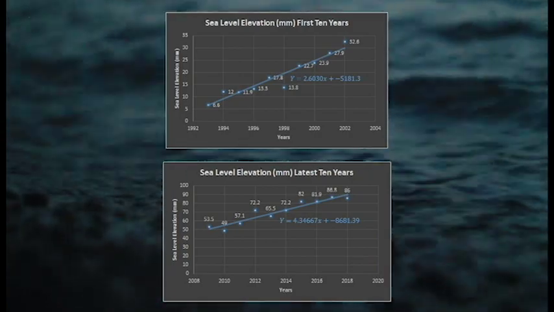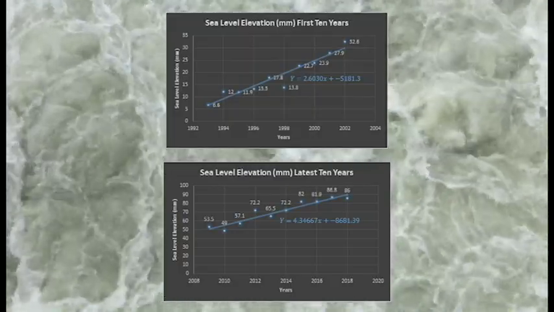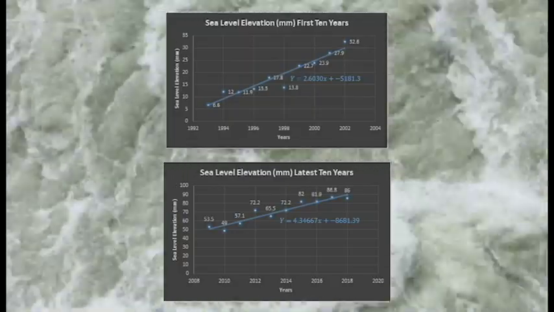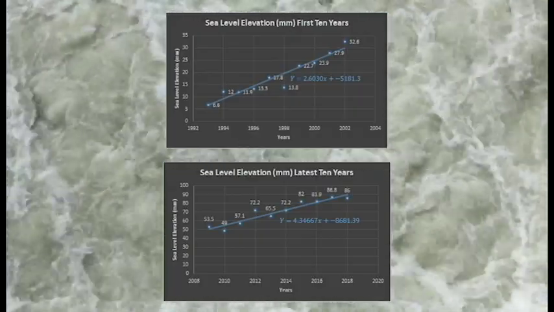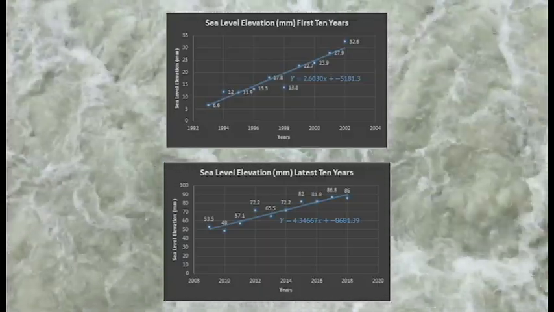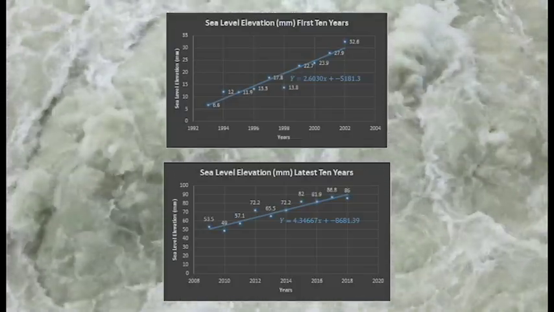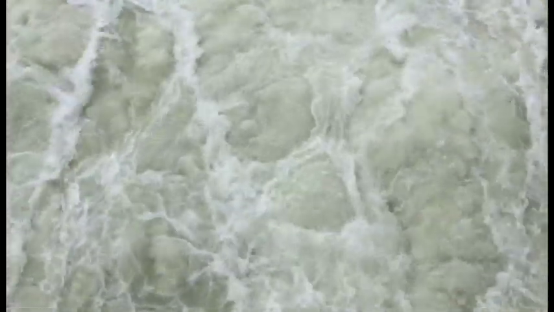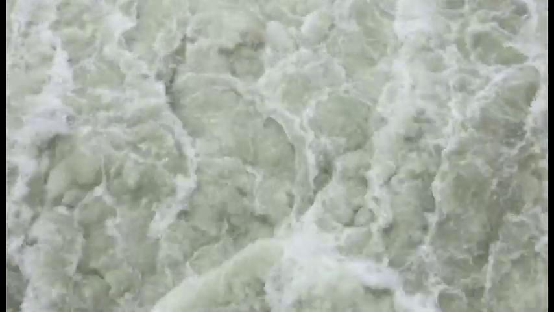In the graph indicating the latest 10 years of sea level elevation, the graph also has a positive linear trend line. It is predicted that using the linear regression line formula, by 2050 the sea level will have risen to 229.28 millimeters. In 2009 the sea level had risen by 53.5 millimeters, and in 2018 the sea level had increased by 86 millimeters.